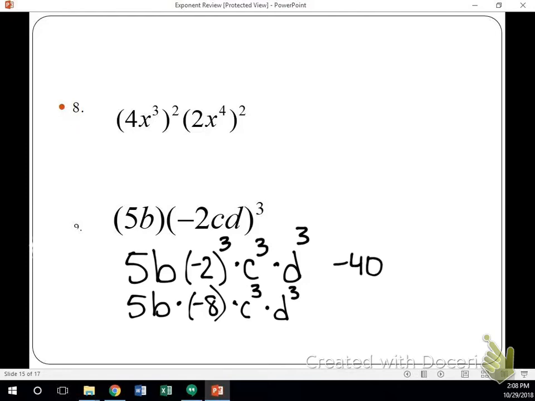Negative 40. When we do our variables, we usually like to go in alphabetical order. So b, c cubed, d cubed. If you want to put your multiplication dots in between all of that, you can, but you do not have to. That is our final answer. Again, none of these bases are the same, so they can't be simplified anymore. Any questions before we erase that and bring back number 10? Okay, then we'll erase it and bring back number 10.